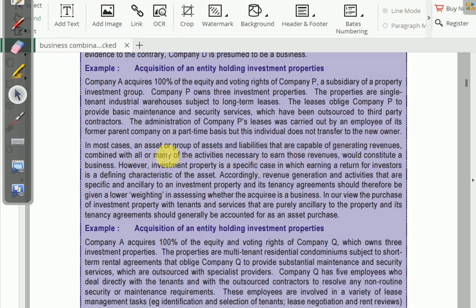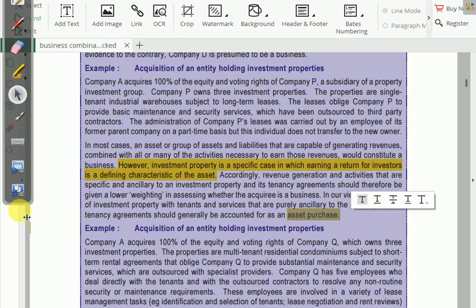In most cases, an asset or group of assets and liabilities that are capable of generating revenues, combined with all or many of the activities necessary to earn those revenues, would constitute a business. However, investment property is a specific case in which earning a return for the investor is a defining characteristic of the asset. Accordingly, revenue generation and activities that are specific and ancillary to the investment property and its tenancy agreement should therefore be given a lower weighting in assessing whether the acquired is a business. In our view, the purchase of investment property with tenants and services that are purely ancillary to the property and its tenancy agreement should generally be accounted for as an asset purchase. This is not a business purchase, this is an asset purchase.